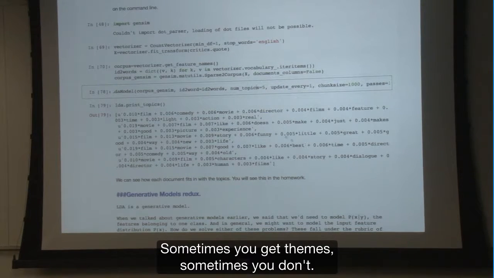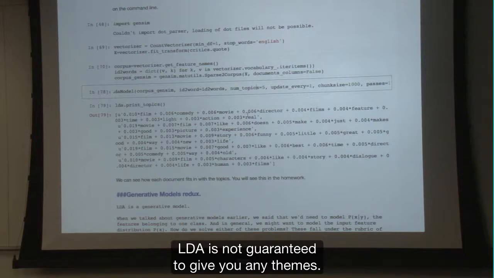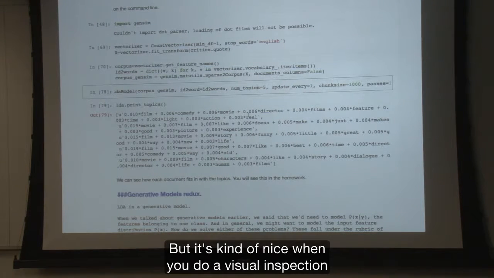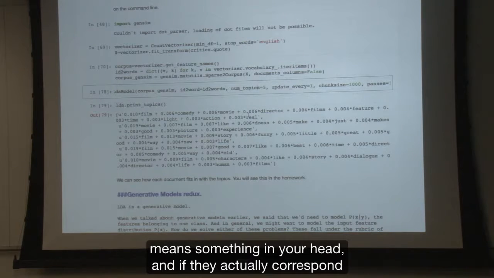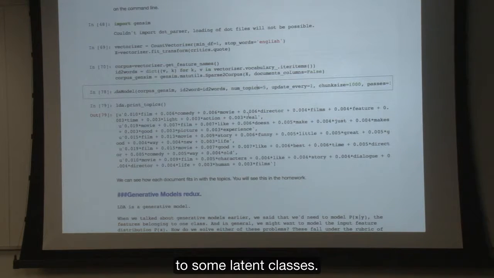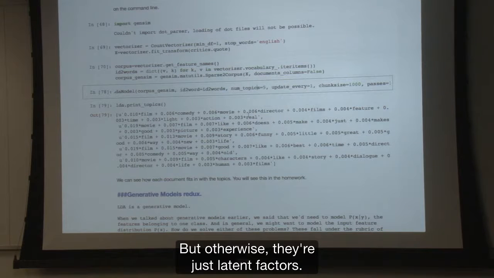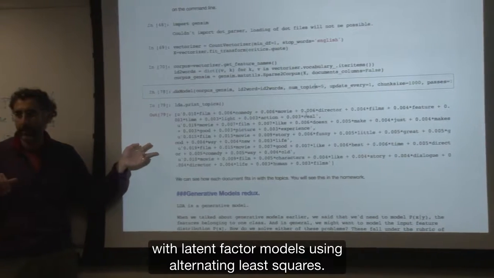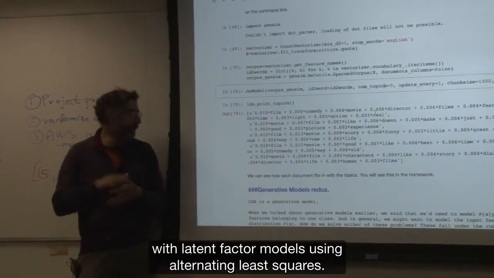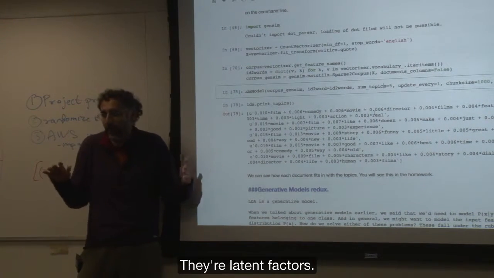I could not actually look at any specific themes of this. Sometimes you get themes, sometimes you don't. LDA is not guaranteed to give you any themes. But it's nice when you do a visual inspection of clusters and those clusters actually mean something in your head, and if they correspond to some latent classes. But otherwise, they're just latent factors. Remember in homework 4, we did this stuff with latent factor models using alternating least squares. It's just like that, they're latent factors. We don't know what they are.